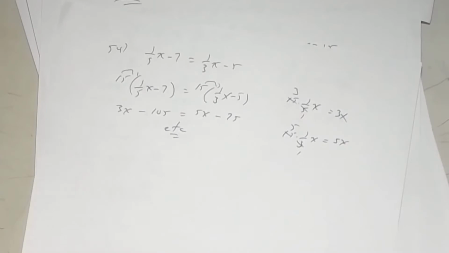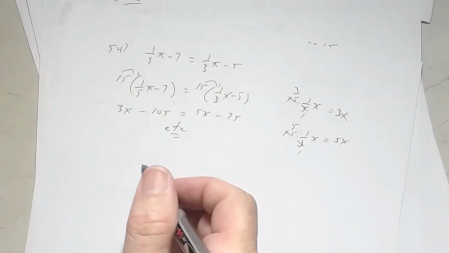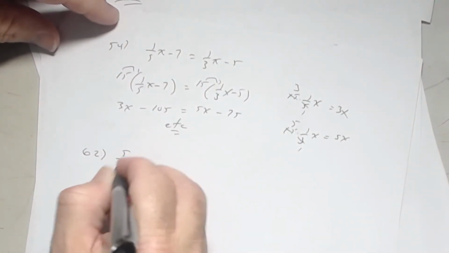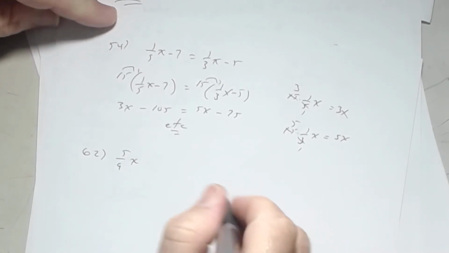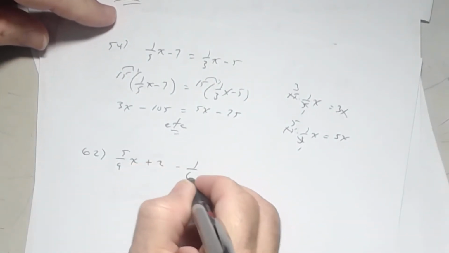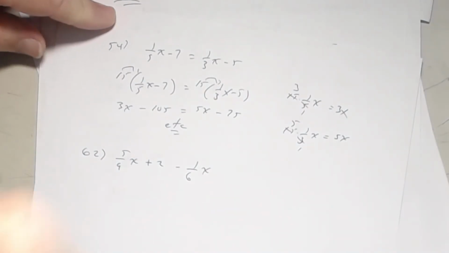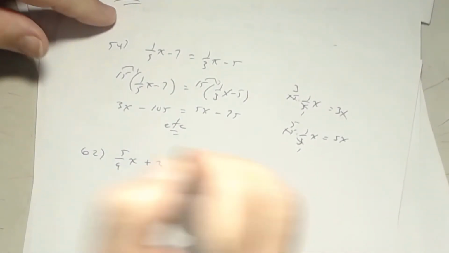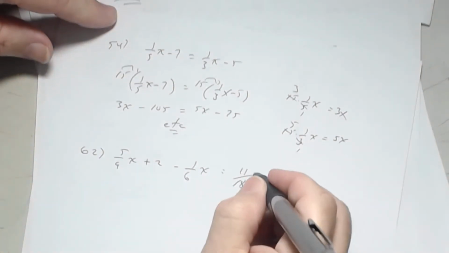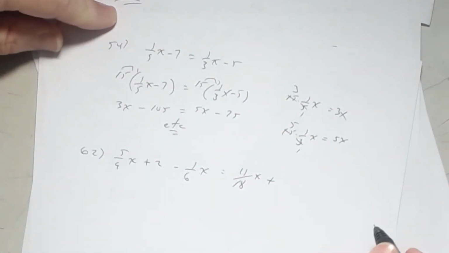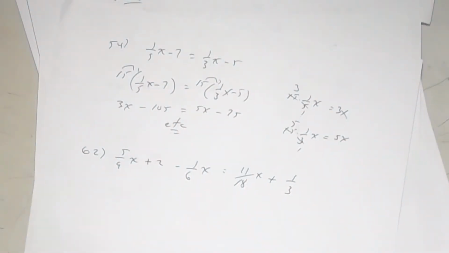Okay, now let's look at this one. All right, so this is 62. All right, 62, you have 5/9 x plus 2 minus 1/6 x equal 11/18 x plus 1/3. All right, so you have a lot of fractions here.